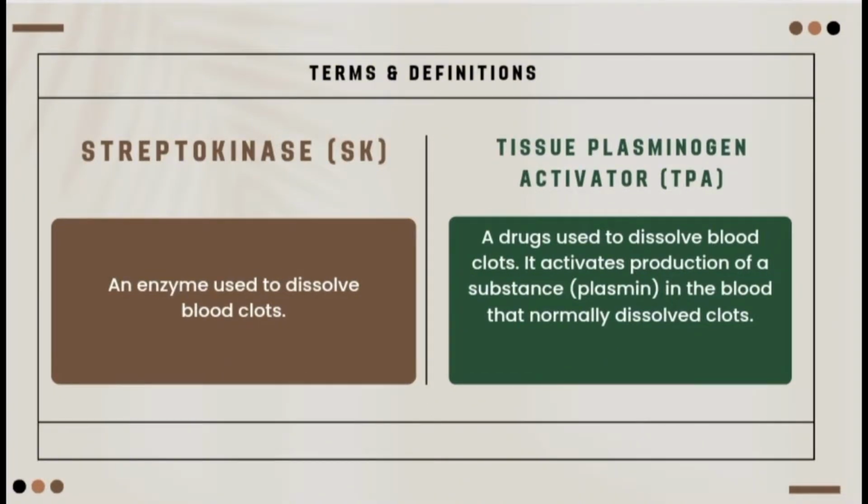These two are used to dissolve blood clots. The difference is streptokinase is an enzyme used to dissolve blood clots, while tissue plasminogen activator, from the word activator, is a drug used to dissolve blood clots. It activates production of a substance called plasmin in the blood that normally dissolves clots.